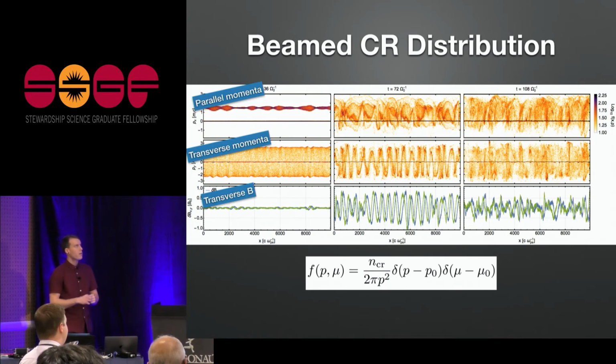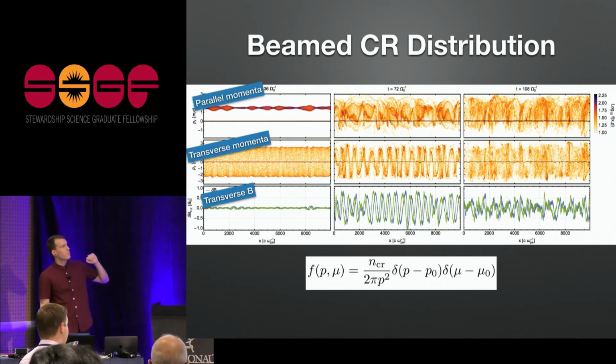So one particular cosmic ray distribution that we can use is just a beam. It's given by this f down here. It's just two delta functions. You pick a momentum, you pick a pitch angle cosine, and that determines the momenta for all the cosmic rays. The figure is showing the progression of the parallel momenta, the transverse momenta, and then the transverse magnetic field from top to bottom over time from left to right.